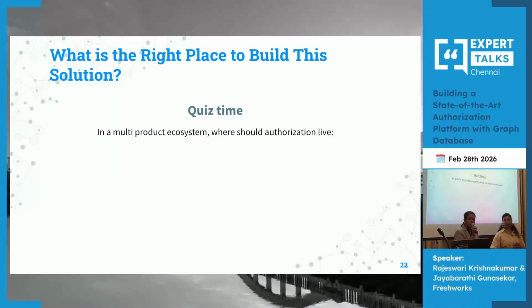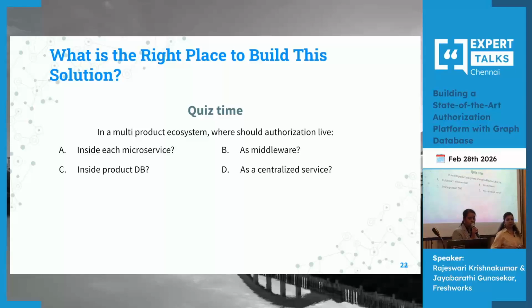So I think I pretty much already covered where we have built this, but I'm just trying to understand your perspective on where you think such a complex authorization service should lie. In a few smaller companies, it can be inside each microservice, or it can be built as a middleware, or it can be inside the product database itself, tied tightly to the product functionalities, or as a centralized service. Any answers?